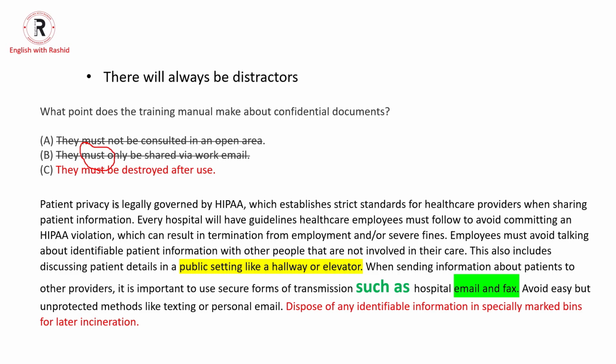However, if you look at the text, it says, it is important to use secure forms of transmission such as. So email is one of the examples of a secure way of communicating this information. Nowhere in the text does it say it must be used, or that this is the only method that has to be used. It doesn't say it anywhere. So this is a distractor too.